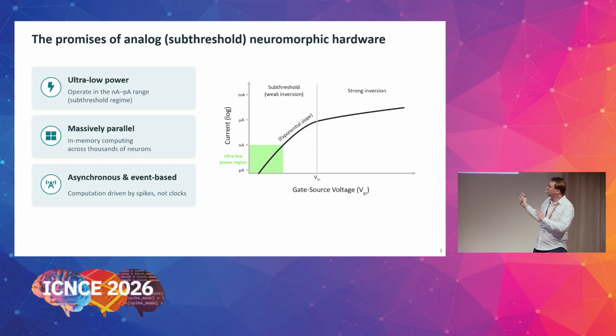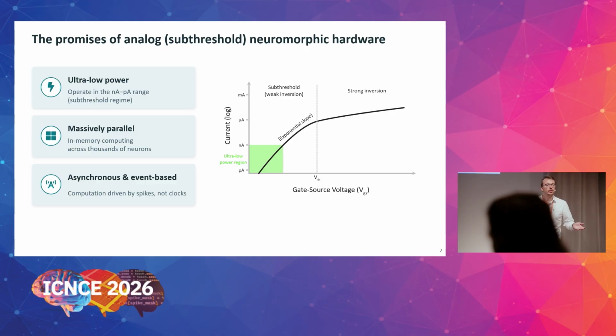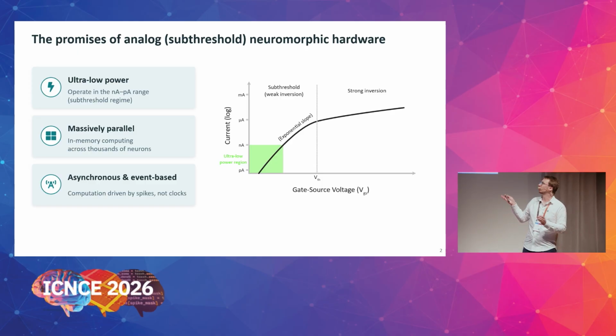And this exponential slope allows you to very naturally implement the spiking dynamics of a neuron, and it offers you all these nice properties: the ultra-low power regime, as I mentioned, the ability to do massively parallel in-memory computing, and to use spikes, not clocks, to do fully asynchronous and event-based computation and communication. This is great, right? But why is not everyone doing this? Why are there still people doing digital and using the strong inversion regime?